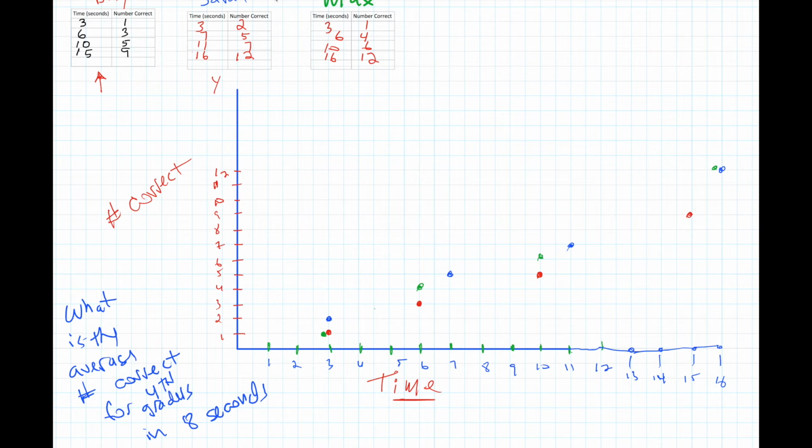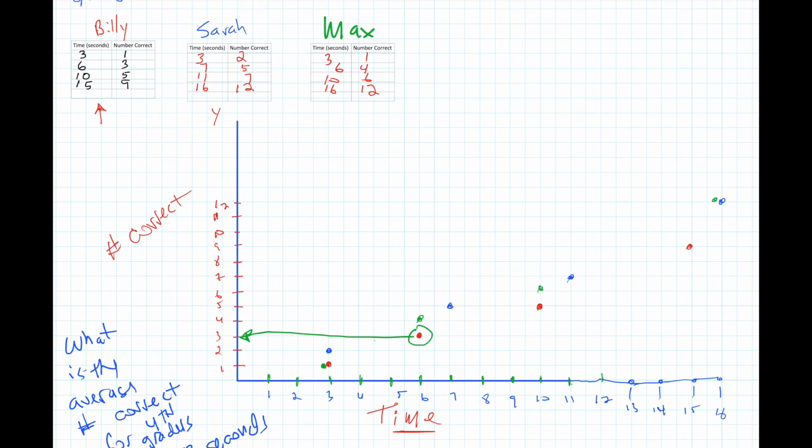Why not? What if I was asking, what's the average of all children in the United States in 6 seconds? Should I say all children can do 3 correct in 6 seconds? Why not? I don't know that. I only know that Billy can do that, right? And in fact, Max got more correct.